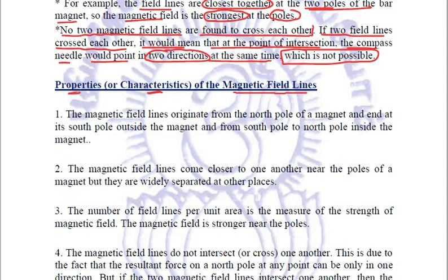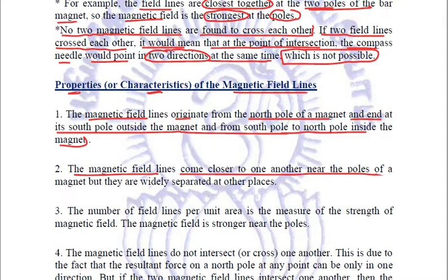of magnetic field lines. What are these? The first characteristic is that the magnetic field lines originate from the north pole of a magnet and end at its south pole outside the magnet, from south pole to north pole inside the magnet, right? Second characteristic is that the magnetic field lines come closer to one another near the poles of a magnet, but they are widely separated at other places.